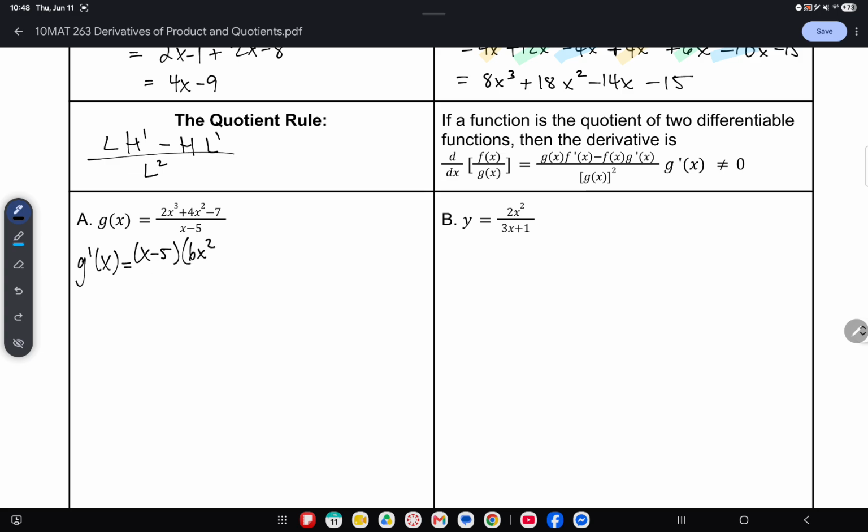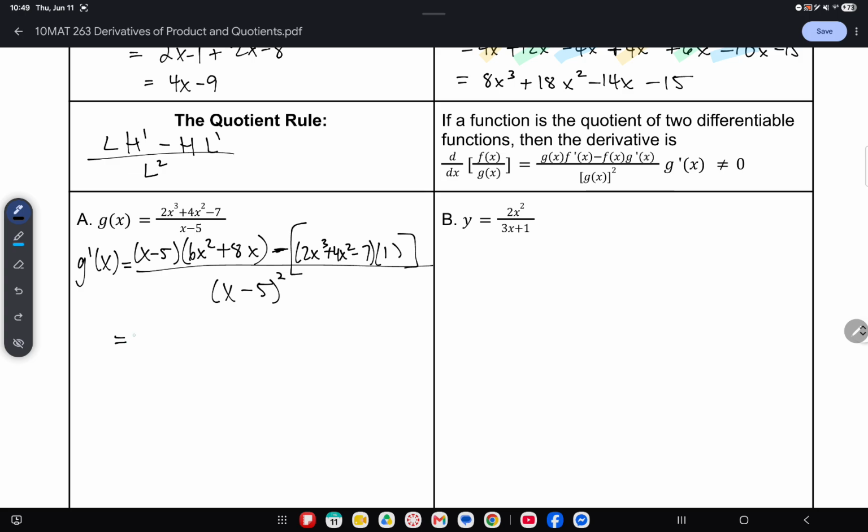So 6x squared plus 8x minus, and then I throw a big bracket over this second part because I'm subtracting off the entire quantity and I don't want to miss distributing my negative. So I throw a big bracket over it to remind myself, like, hey, I have to distribute this negative. So low d high minus high times the derivative of the low, which is just going to be 1, and then all over low, low.